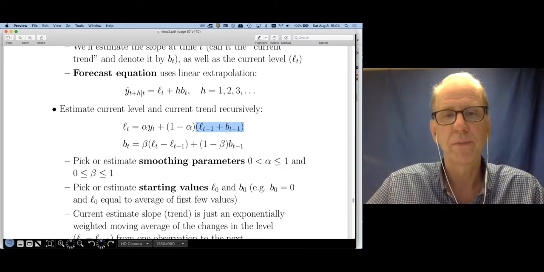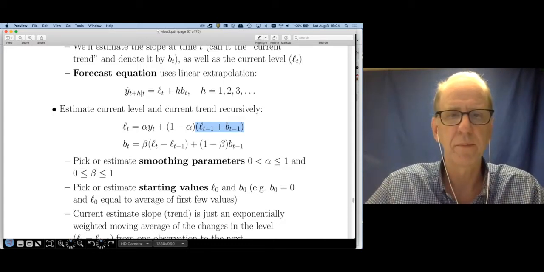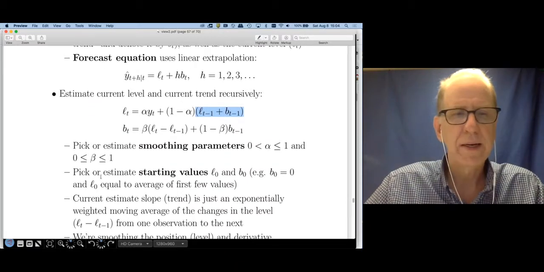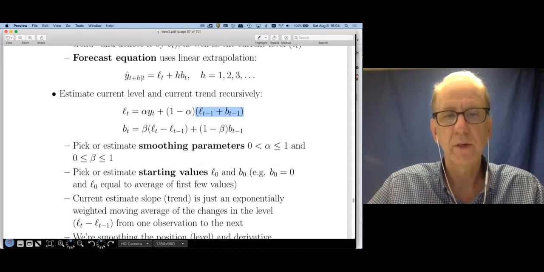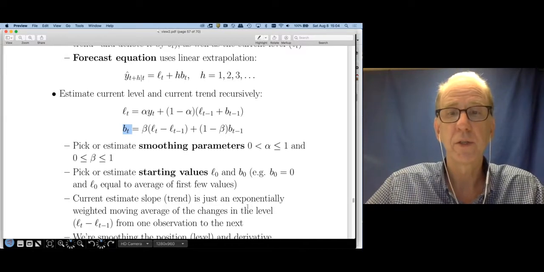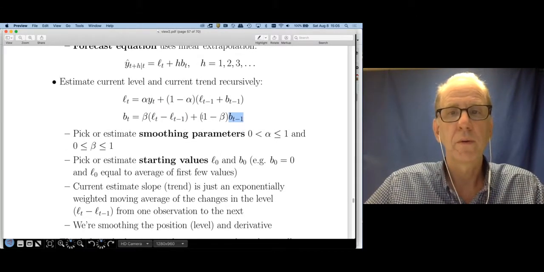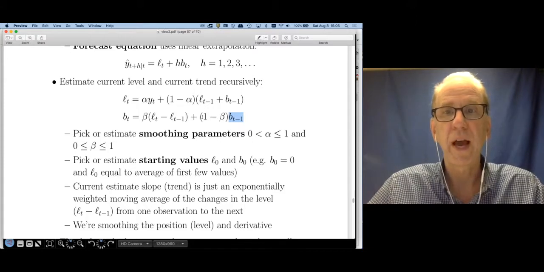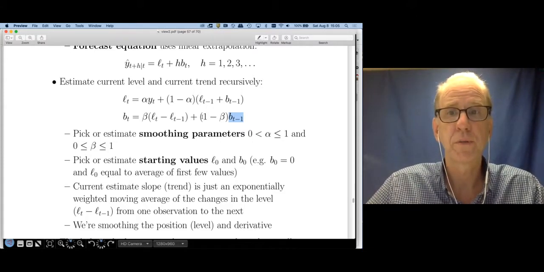By default, the default is to estimate them using least squares. This is exactly what I said. The current estimate of the slope is just an exponentially weighted moving average of the changes in the level. So that's a change in the level. You can think of this as the summary of all the previous changes in the level, and we're just doing an exponentially weighted moving average of those observed changes.